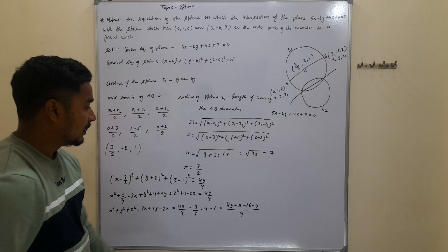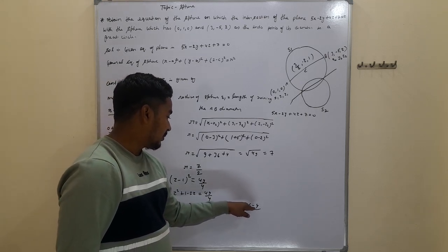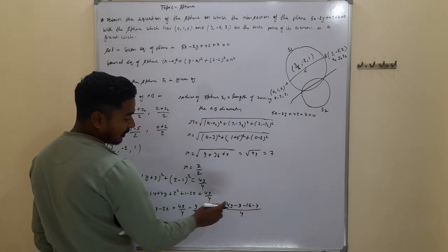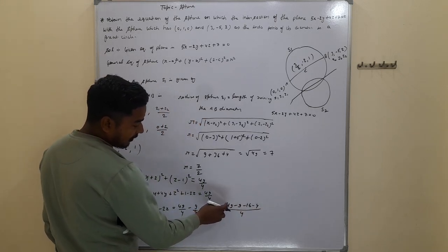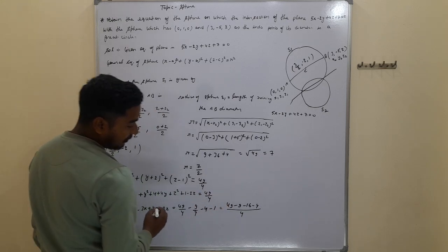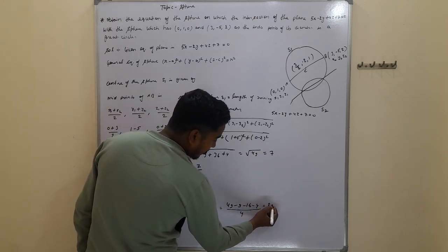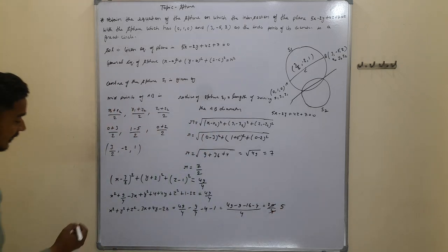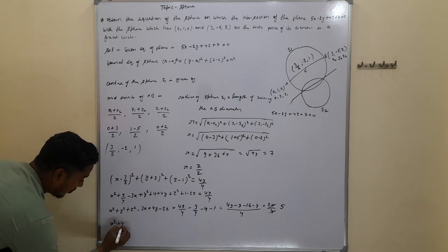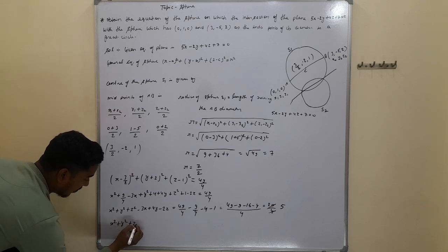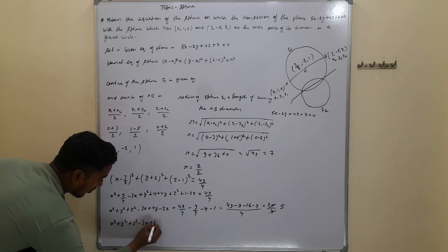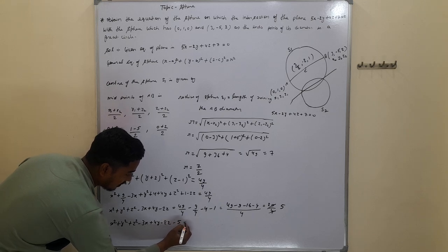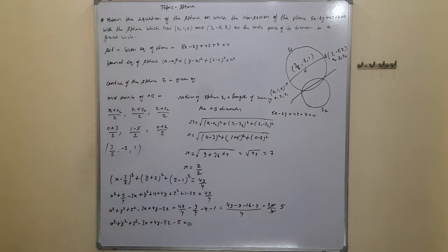So we get 49 minus 29, which is 20, and 20/4 gives 5. We write the equation of the sphere S1 as x square plus y square plus z square minus 3x plus 4y minus 2z, with 5 taken to the left-hand side, minus 5 is equal to 0. This is the equation of the sphere S1.